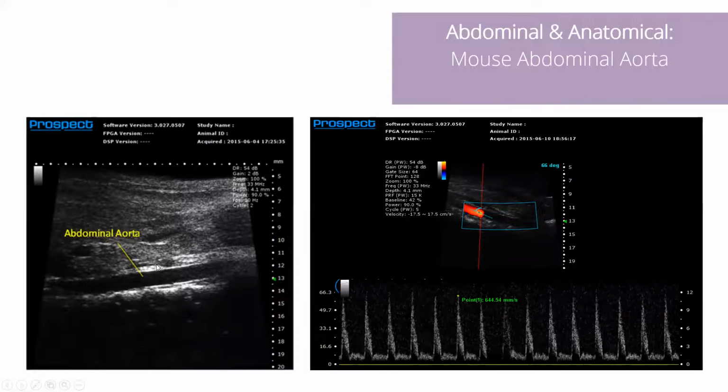This one's quite normal. So we're seeing very straight lines of the wall. If you had an abdominal aneurysm, you would be able to visualize that very clearly and see how big it had gotten and make those measurements. As well, you can use color Doppler and pulse wave Doppler on the abdominal aorta to be able to look at flow velocity changes as well.